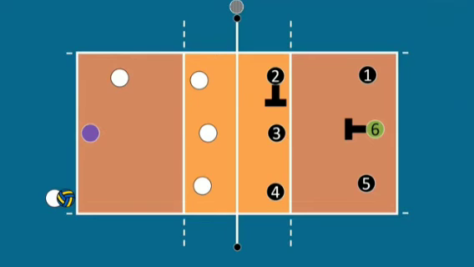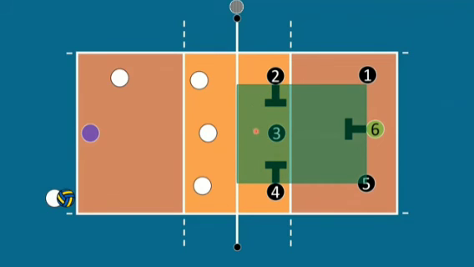Let's take a look at player 3. For player 3, we would look at players 2, 4, and 6. If player 3 is between them, anywhere in this area following the rule, then player 3 is good. Otherwise, player 3 is out of rotation.